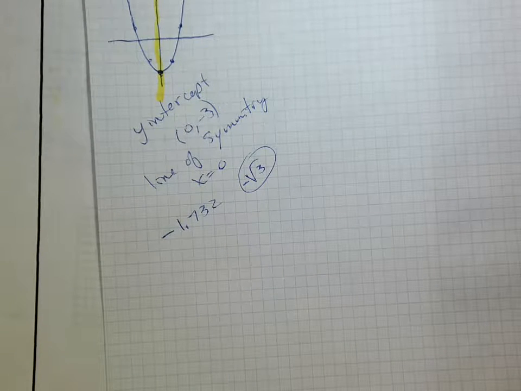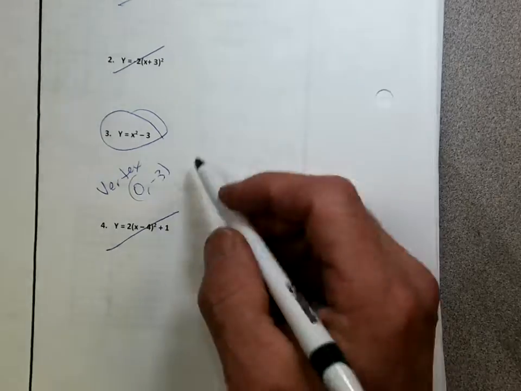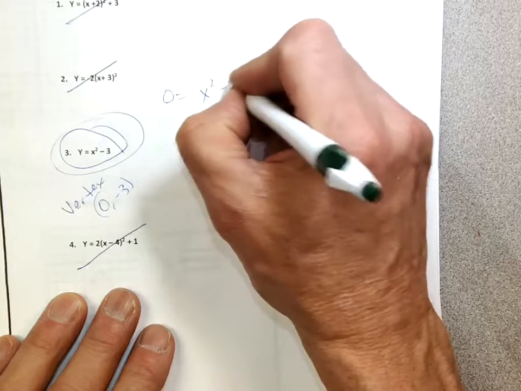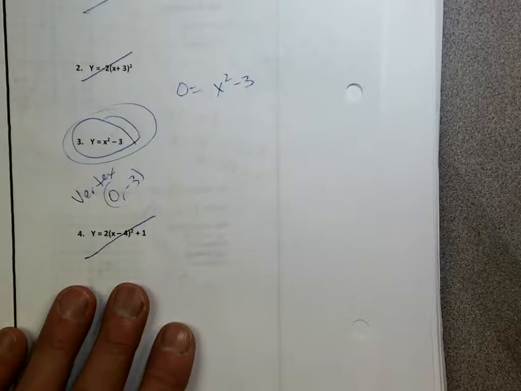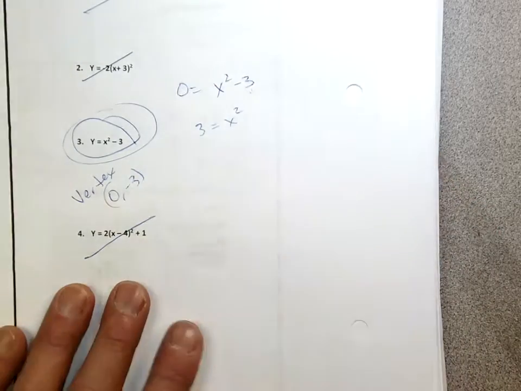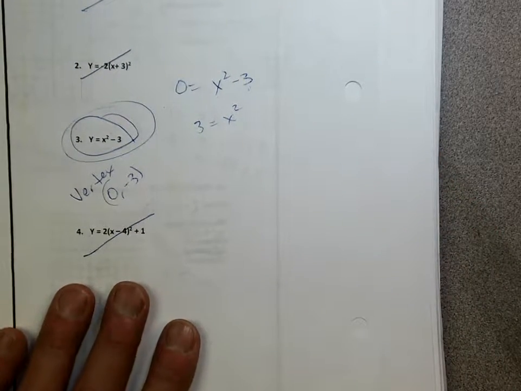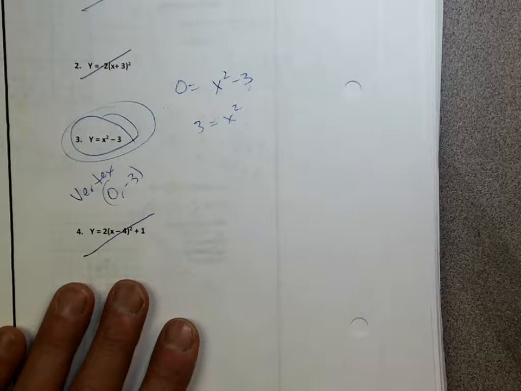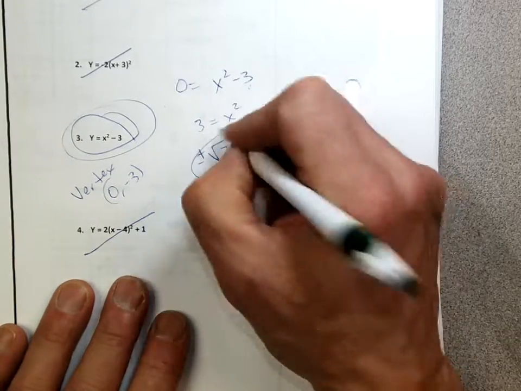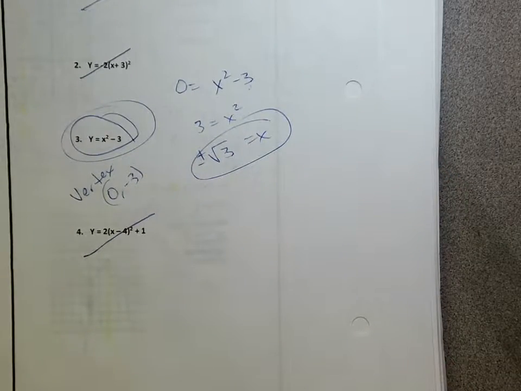So where did I come up with negative square root of 3? What if we took this and we solved it? What if we let y equal 0 and we solved it? Let's add 3, and then let's take the square root of that and guess what we get? 1.7. Well, exactly. How about the square root of 3? How about plus or minus the square root of 3? So if I need the exact value, plus or minus the square root of 3. If I just need an estimate, 1.7 will work.